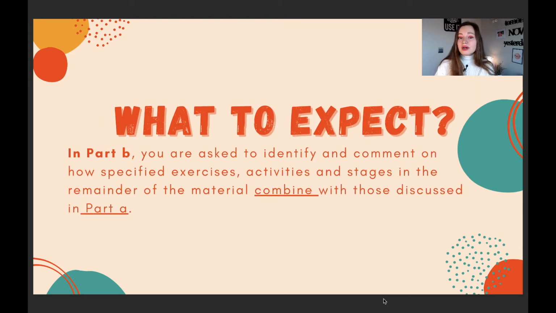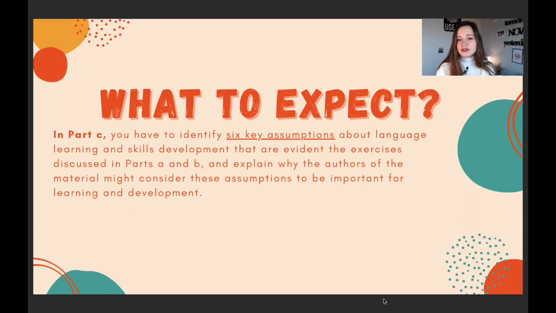In part B, you're asked to identify and comment on how specified exercises, activities and stages in the remainder of the material combine with those discussed in part A. So in other words, you will have 4 or 6 activities, and you will see how they are connected with those activities from part A. In part C, you have to identify 6 key assumptions about language learning and skills development that are evident in the exercises discussed in part A and B, and explain why the authors of the material might consider these assumptions to be really important for learning and development.